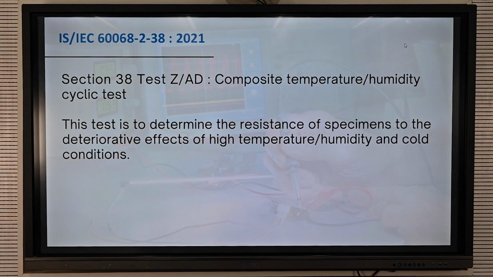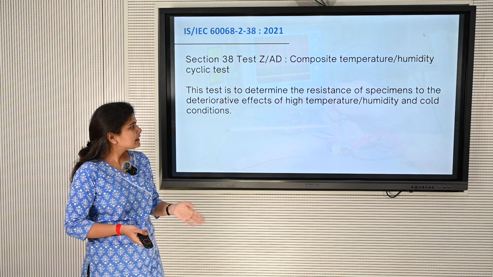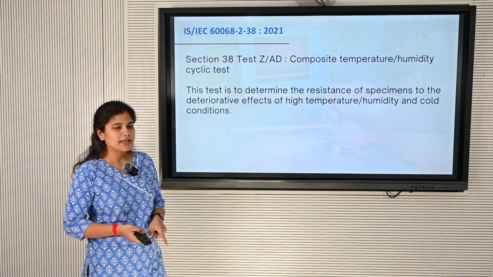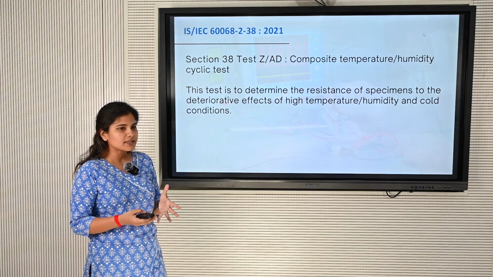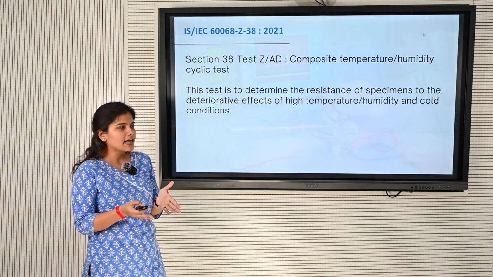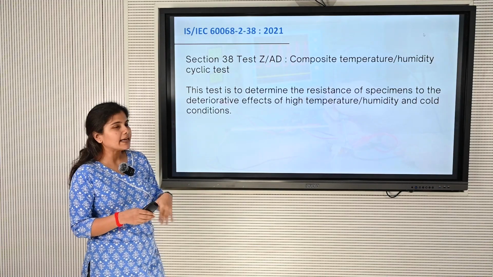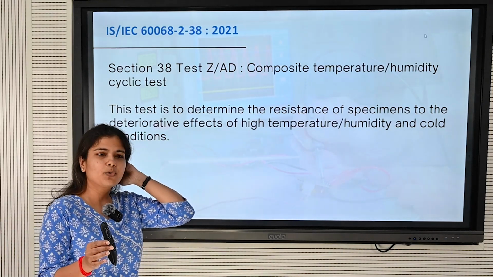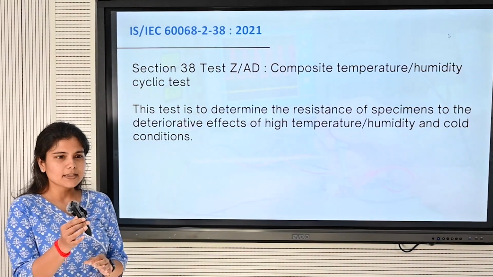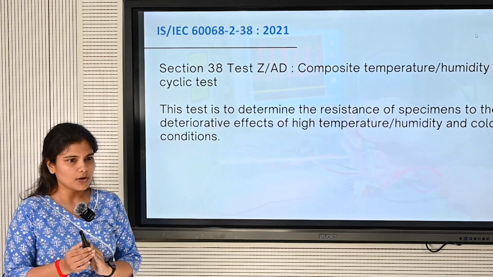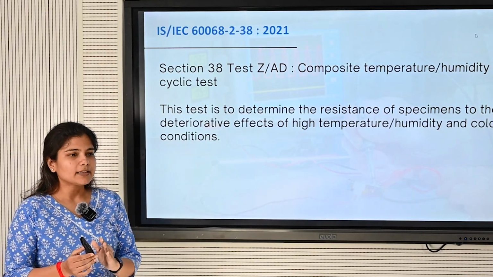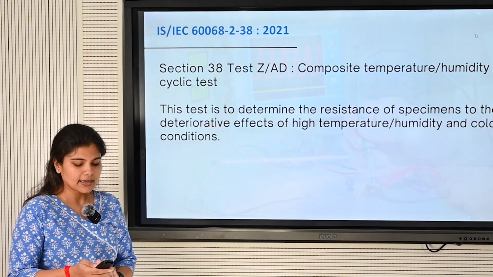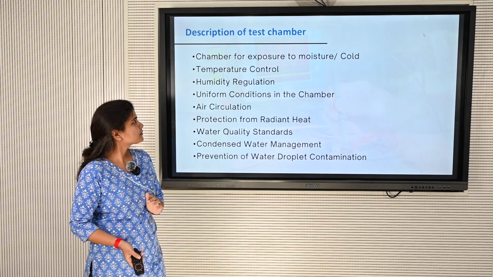One of the tests that we are going to take a deep dive into is the composite temperature or humidity cyclic test. Why is this test done? It is done to determine the resistance of the specimens, how much resistance the device has to the deteriorative effects of high temperature or humid and cold conditions. For example, if I am taking this remote to a very cold place, it should have resistance to the effects of cold. How much resistance it has can be calculated through this particular test.